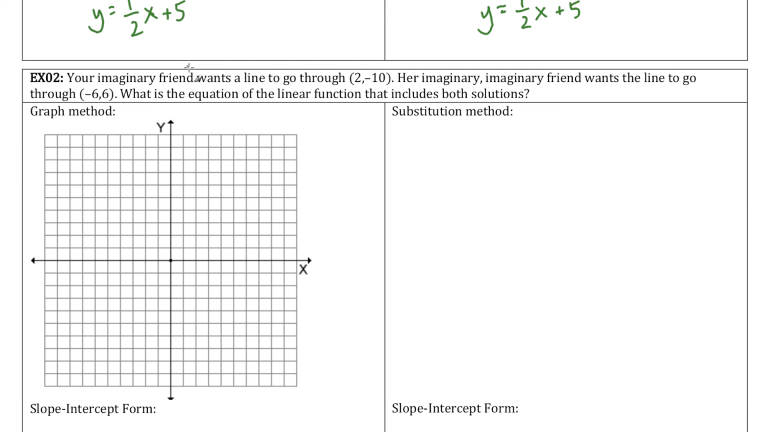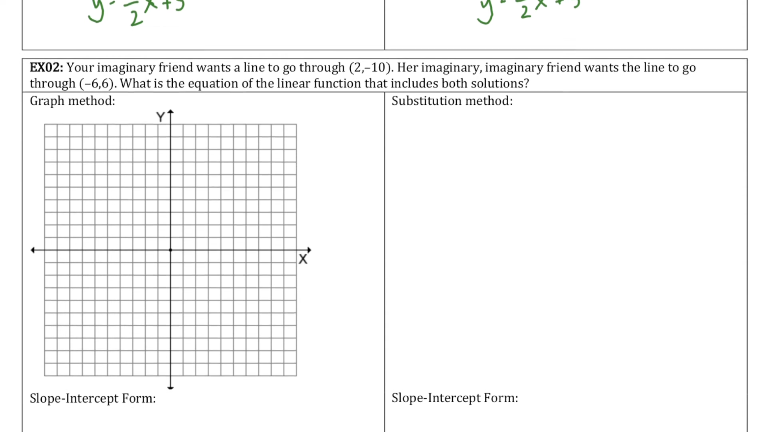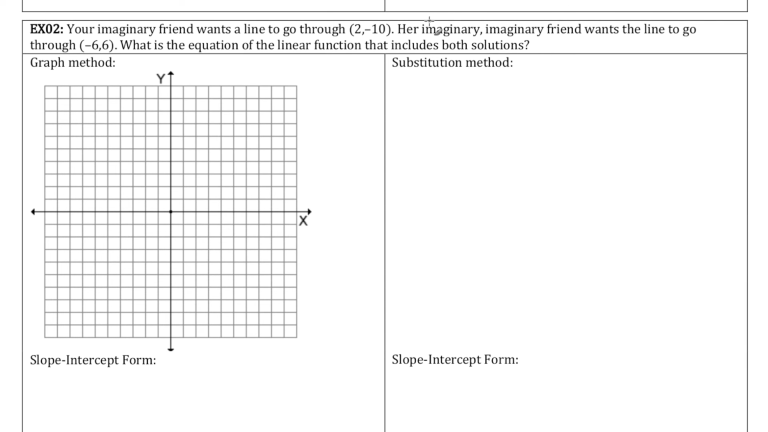So your imaginary friend wants a line to go through (2, -10). And her imaginary friend, kind of weird, wants the line to go through (-6, 6). What's the equation of the linear function that includes both solutions? So (2, -10) and (-6, 6).